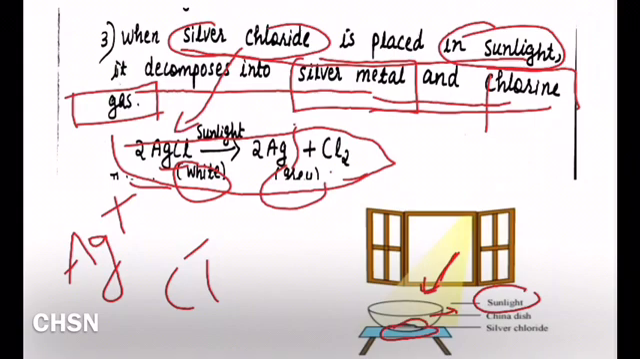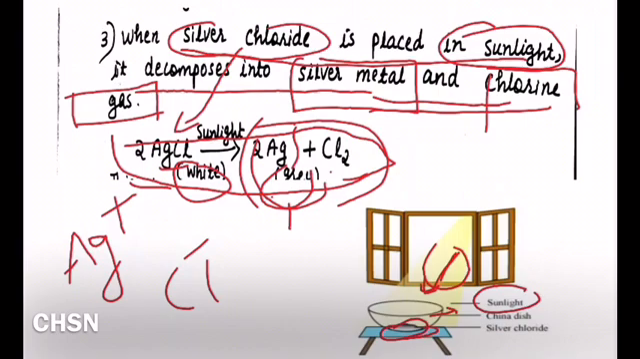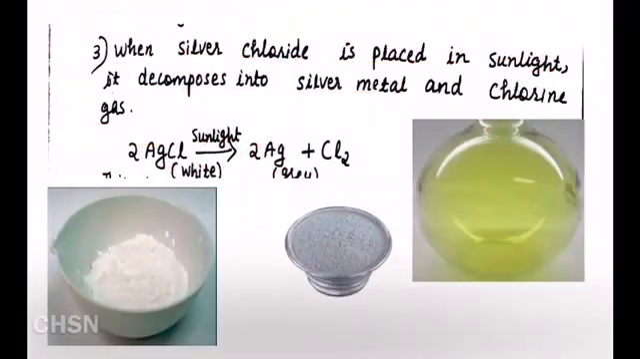Silver chloride decomposes in the presence of light, sunlight, and form two products, silver metal and chlorine gas. That is, after some time you will see that the white colored silver chloride will become a gray colored solid and formation of chlorine gas. This is the reaction. So in this reaction we have to take silver chloride in the china dish. So silver chloride is a white crystalline powder solid. We have taken silver chloride powder in a china dish.